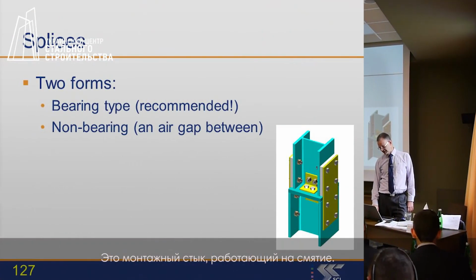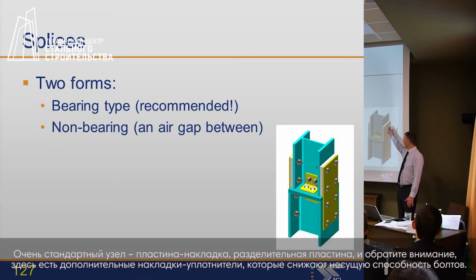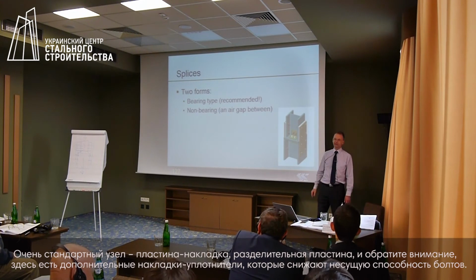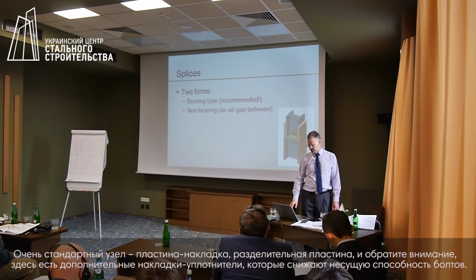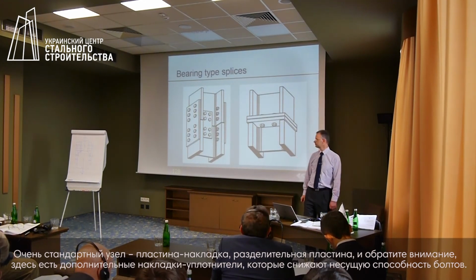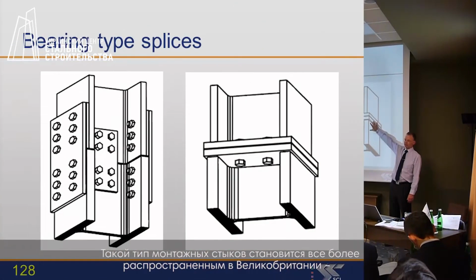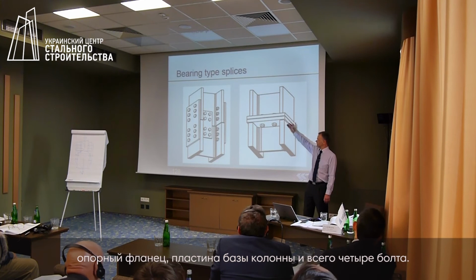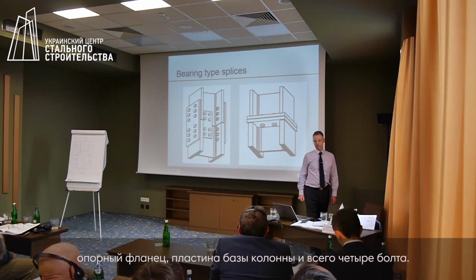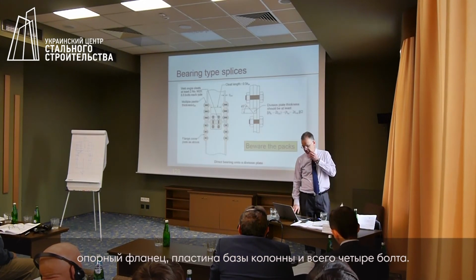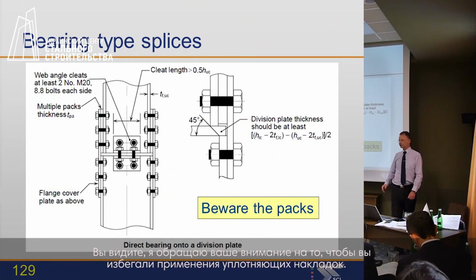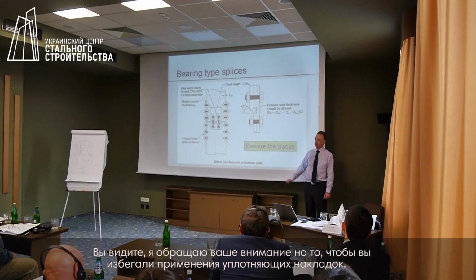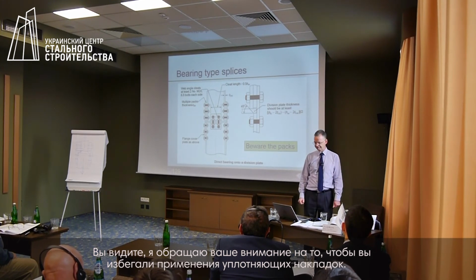This is a bearing type splice, so a very ordinary detail, cover plates, a division plate, and beware, because there are packs. Packs reduce the shear resistance of the bolts. This sort of detail is becoming more common in the UK. So an end plate and a base plate and just 4 bolts. For a more traditional version, you can see I am concerned about the reduction in shear. Take care if you are introducing packs into the detail.